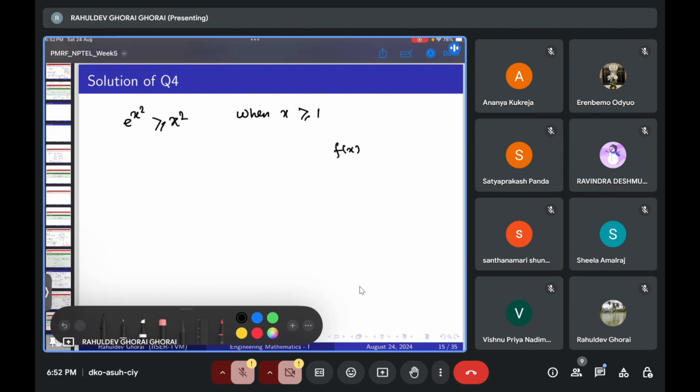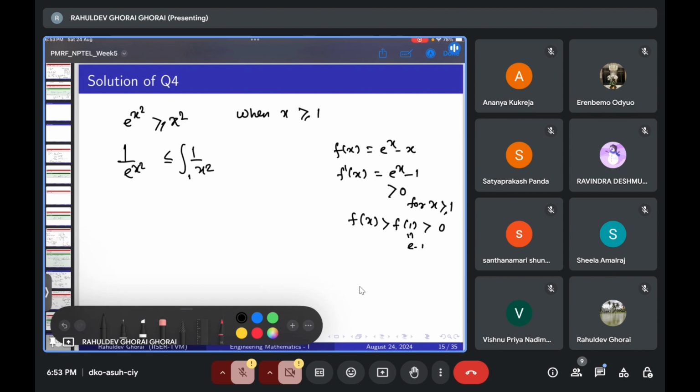Take f(x) as the function e to the power x minus x, then f dash x will be e to the power x minus 1, and this quantity will always be greater than 0 for x greater than or equal to 1. That's why f(x) will be greater than f(1), which is greater than 0, because f(1) is nothing but e minus 1. So e to the power x will be greater than x, and that's why you can show that 1 by e to the power x square is less than or equal to 1 by x square.